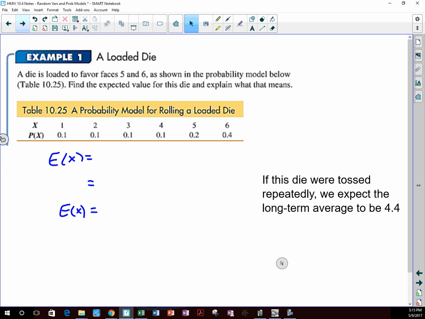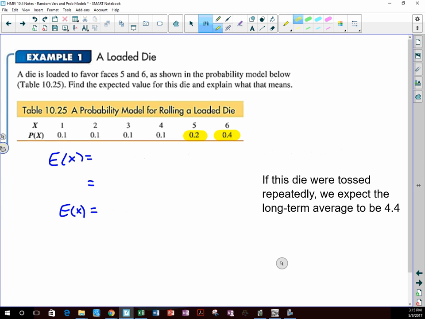All right, example 1 talks about a loaded die. It says a die is loaded to favor faces 5 and 6 as shown in the probability model below. So we're still talking about rolling a die, but now if you notice, the probability of getting a 5 or a 6 is not the same as the other 4 outcomes. Getting a 5 has a probability of 1/5, and getting a 6 has a probability of 2/5 or 0.4.